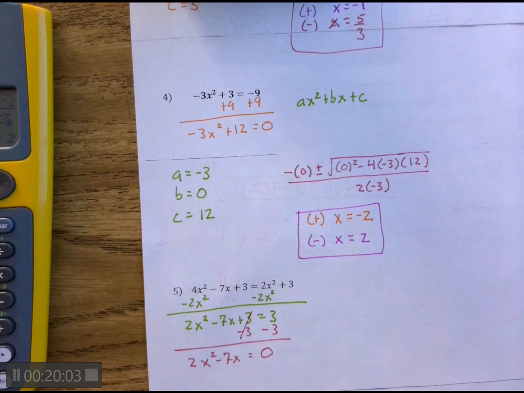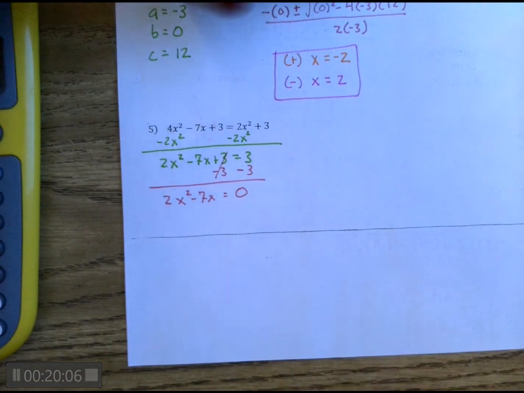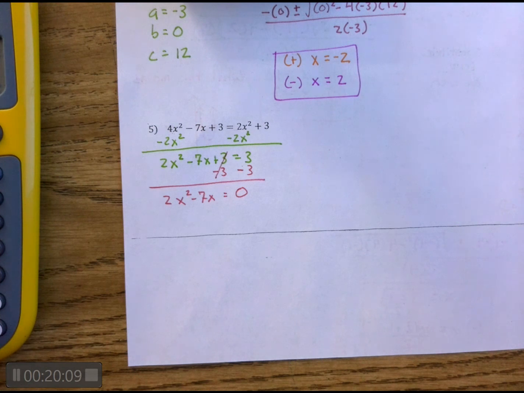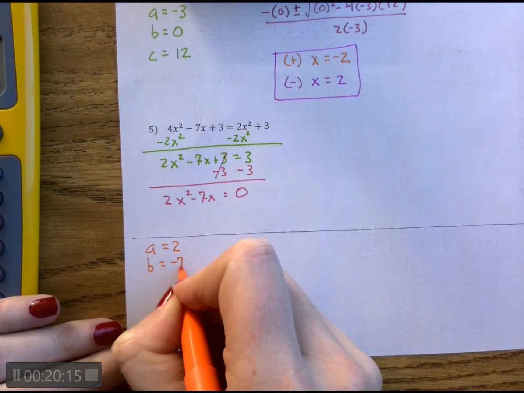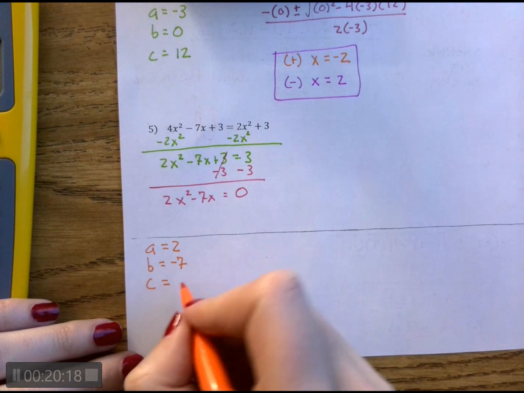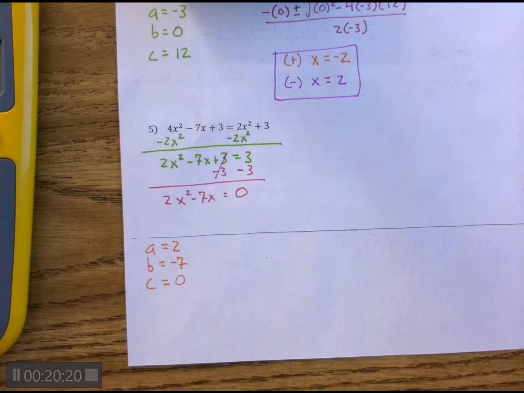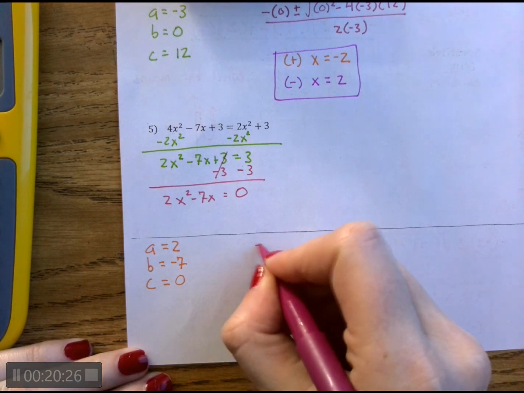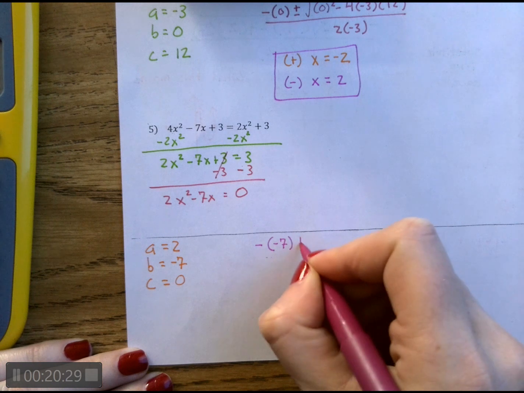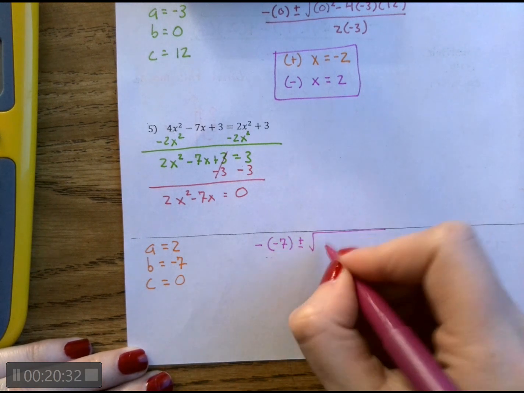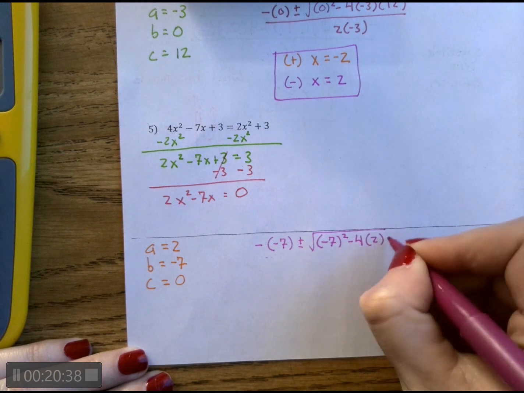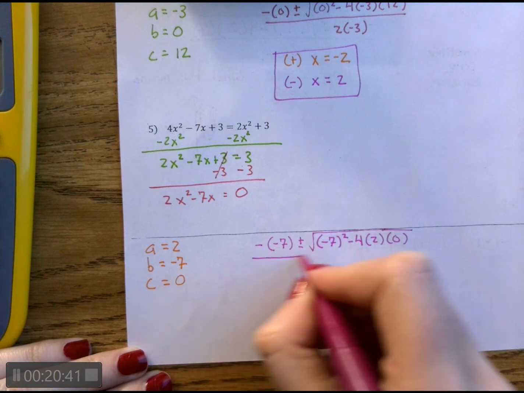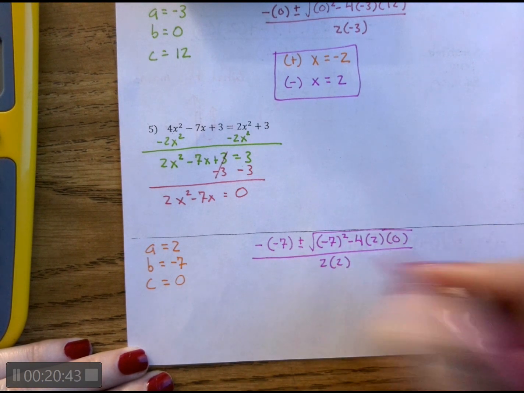Okay, oh, need to scooch up a little bit. There we go. Alrighty, now list out what your A, your B, and your C are. A is 2, B is -7, and C is going to be 0, because we don't have one, which is okay. Alright, so now we have negative our B value plus or minus the square root of our B squared minus 4 times A times our C, all divided by 2 times our A.